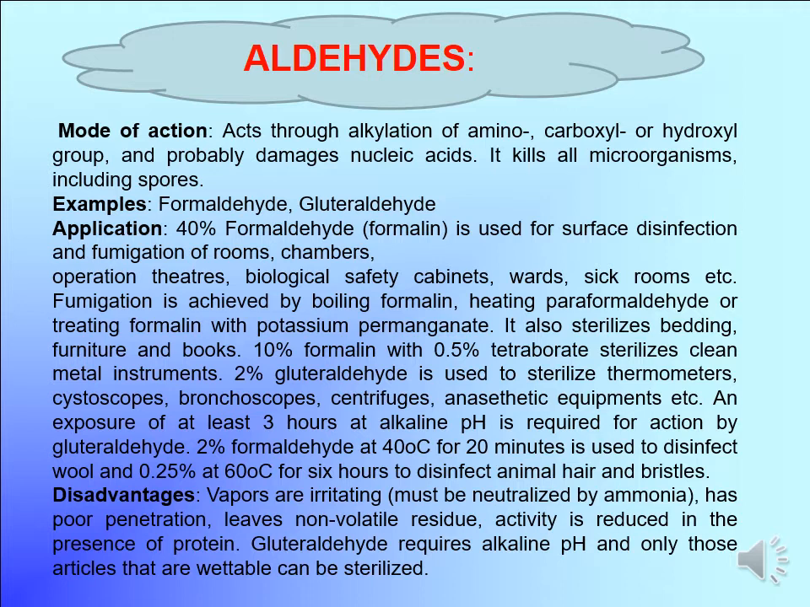2% glutaraldehyde is used to sterilize thermometers, cystoscope, bronchoscope, centrifuge, anesthetic equipment, and etc. An exposure of at least 3 hours at alkaline pH is required for action by glutaraldehyde 2%. 2% formaldehyde at 40 degrees centigrade for 20 minutes is used to disinfect all, and 0.25% at 60 degrees centigrade for 6 hours to disinfect animal hair and bristles.